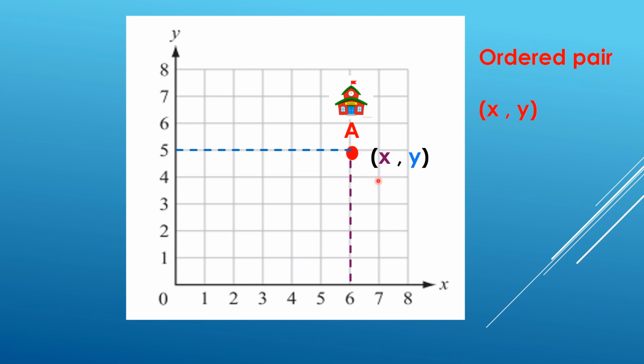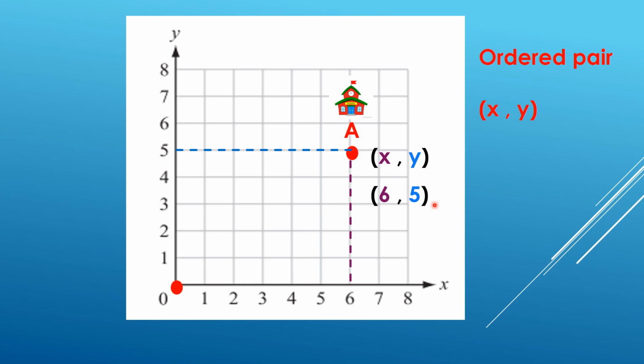And remember, you must write the parentheses, X, comma, Y, and close the parentheses. Who got the point? Can you say it? Perfect. It's 6, comma, 5. Don't forget to write the parentheses. This is how I write my ordered pair: X, comma, Y. X coordinate, then my Y coordinate.